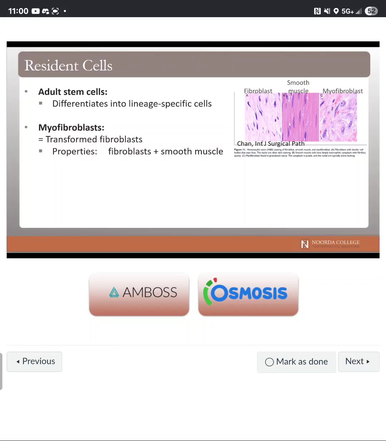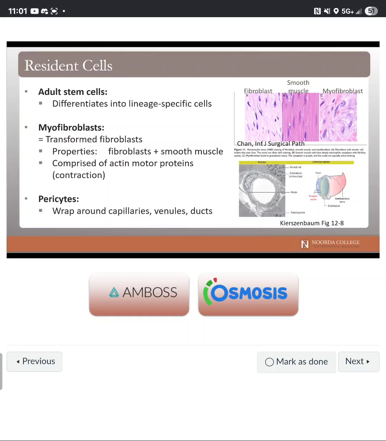In the image shown here, you have your fibroblasts, which look like little fish swimming in the pond. Smooth muscle tends to be a little bit bigger. They have thicker cytoplasm and a slightly larger, more elliptical, slightly thicker nucleus. So you can see the myofibroblasts have a little bit more consistency in their cytoplasm and slightly larger nuclei. The reason they have more cytoplasm is because they contain actin motor proteins, mainly for the role of contraction. Now, pericytes, in contrast, wrap around capillaries, venules, and ducts, and they basically form support. They're very important in the vascular barrier effect.